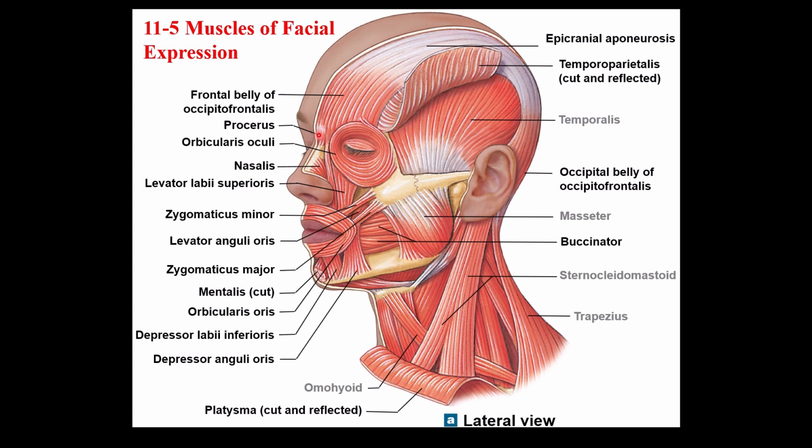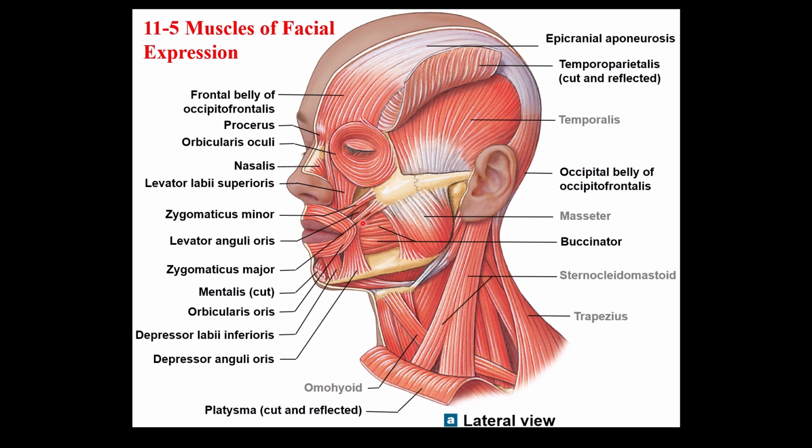The other one is called procerus, and then is nasalis. These two are important for movement of the nose. Then is orbicularis oculi. This is one of those circular muscles that is responsible for closing the eye. You have some other muscles here. This is levator labii superioris. So look at the name, it's very obvious. So that's elevating the upper lip. This one that you see here, that is levator anguli oris, that is elevating the angle of the mouth.